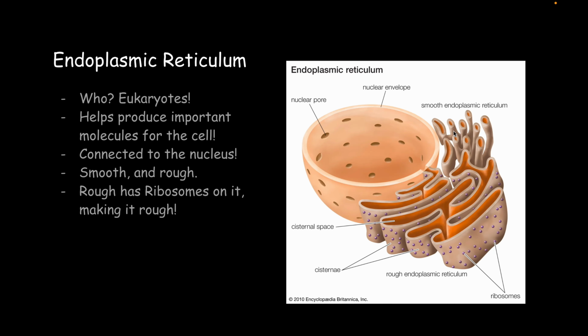The ER, also known as the endoplasmic reticulum, I think that's how you say it. You're going to see these in eukaryotic cells, and it's going to help produce important molecules for the cell. It's connected to the nucleus. That's very important to know, as you can see in this diagram. It starts, I believe, rough, and then it goes smooth, and then it goes to the Golgi apparatus. We'll get to that in a minute. Rough has ribosomes on it. That's how you know the difference between smooth and rough. Rough, ribosomes; smooth, no ribosomes.